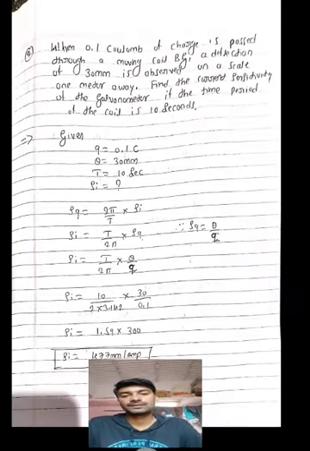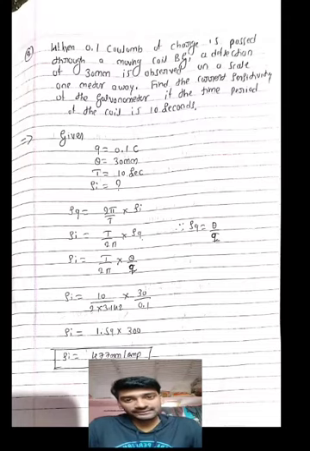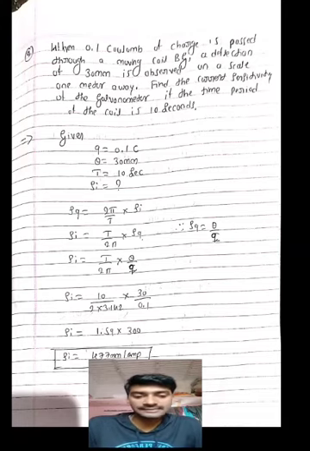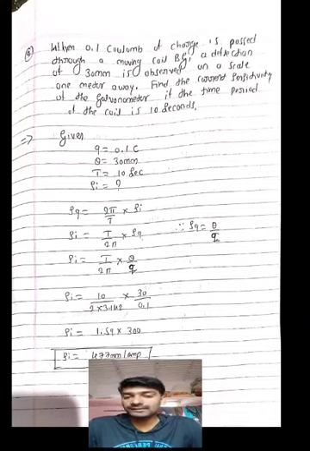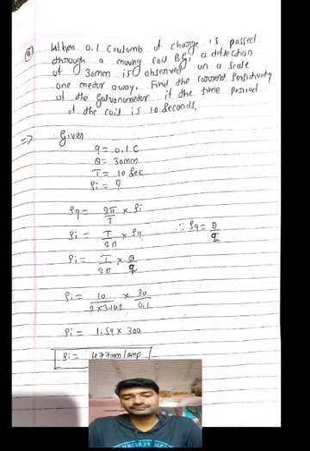Okay, the next one, the second problem. When 0.1 coulomb of charge is passed through a moving coil BG, that is the ballistic galvanometer, a deflection of 30 mm is observed on a scale 1 meter away. Find the current sensitivity of the galvanometer if the time period of the coil is 10 seconds. Here they have given the charge, not the charge sensitivity. Q equal to 0.1 coulomb, theta equal to 30 mm, and T, the time period of the coil, is 10 seconds. But they are asking for the current sensitivity.